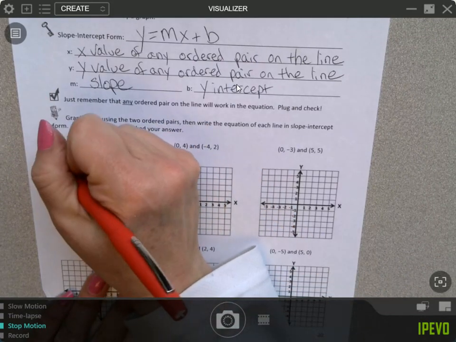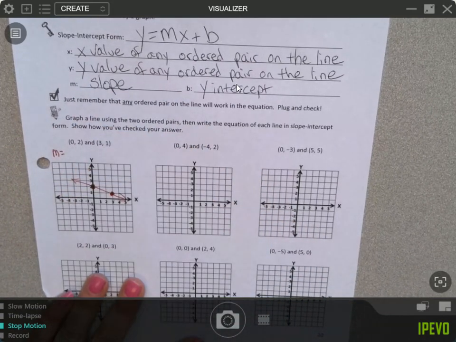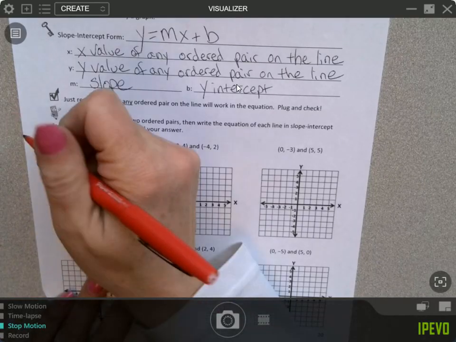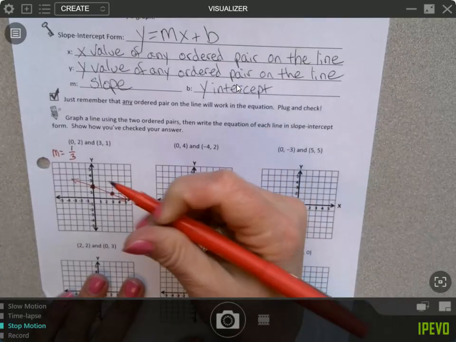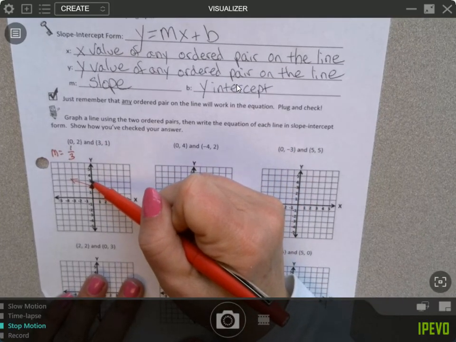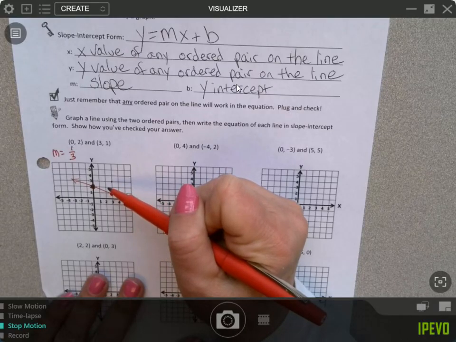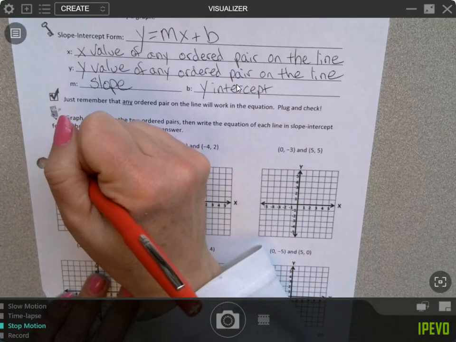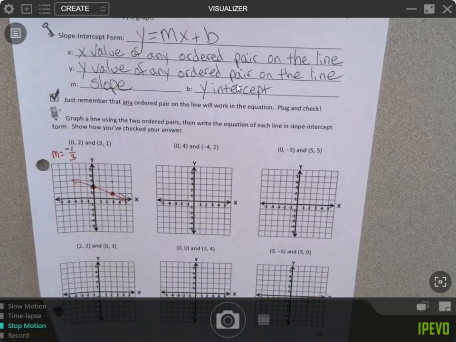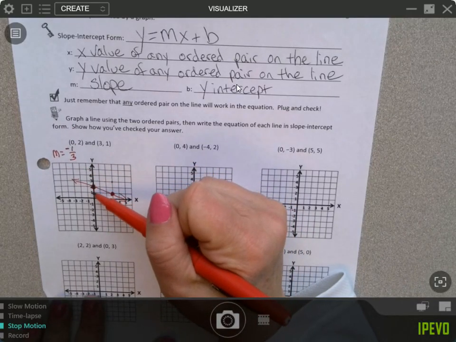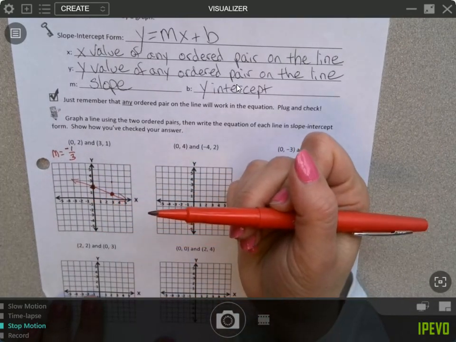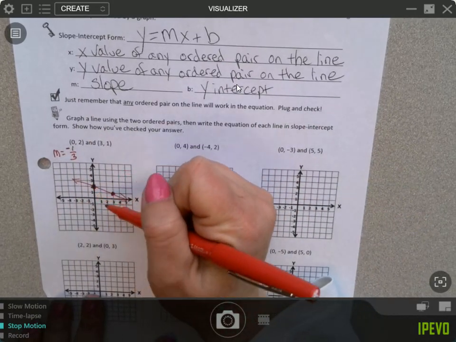What is my slope for this line? Christina? So Christina said 1 over 3. So that means I go to my line, I go up 1 and over 3. Oh, negative 1 over 3. That negative number makes a big difference. Don't forget to put your negative on if we have to go down for that rise. So my slope is negative 1 over 3.